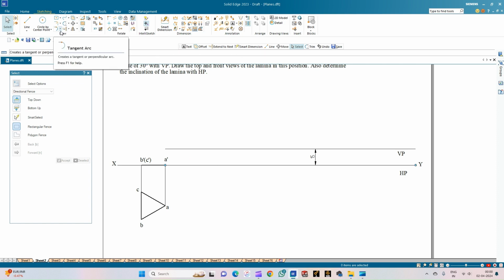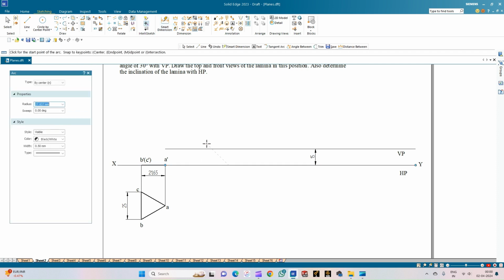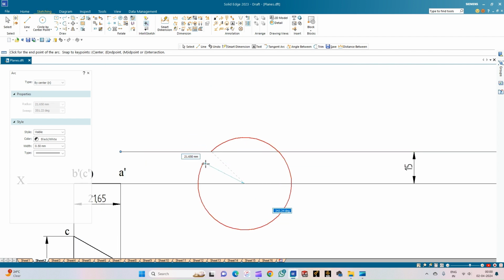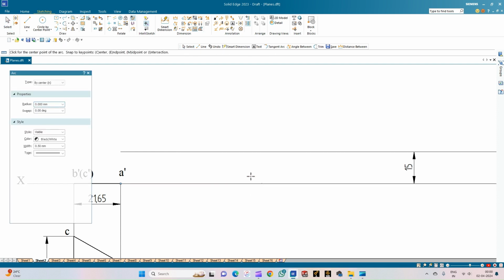So how do we do that? We will try to measure this. This is 25 mm and this is 21.65. So we will consider the arc by center point option. We will take any arbitrary point and sweep an arc of radius 21.65 from this reference point such that it cuts the offset line. So we will go for the arc by center point and cut an arc of length 21.65.